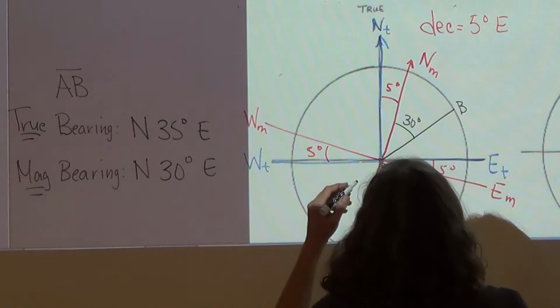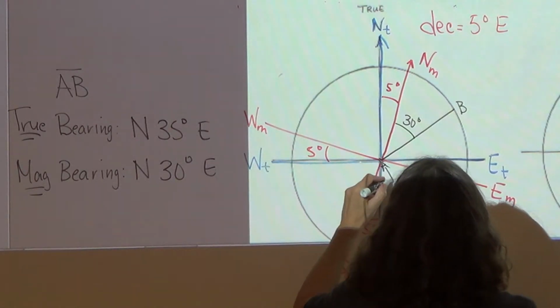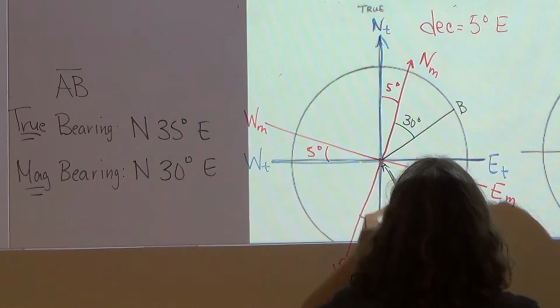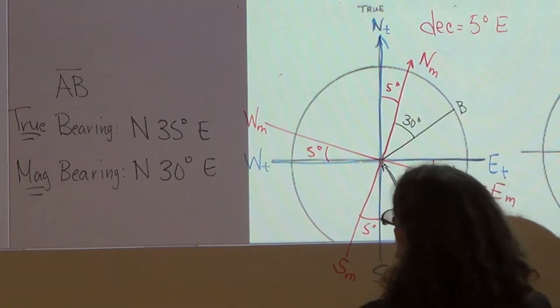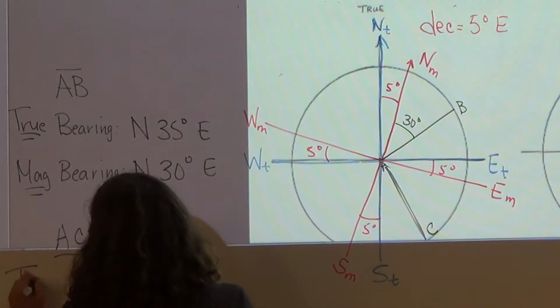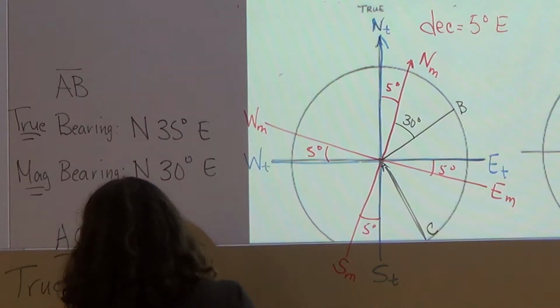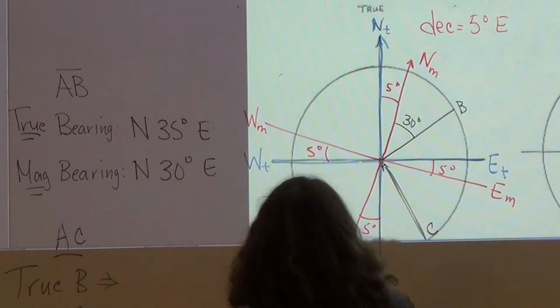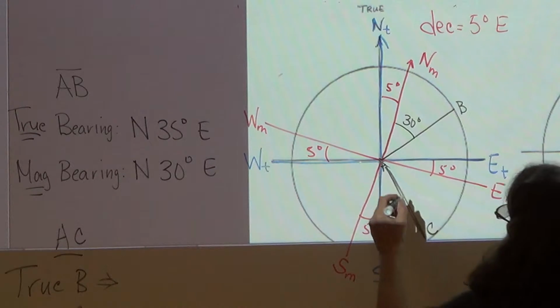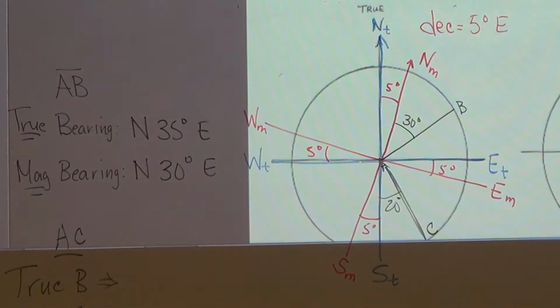Okay, so let's say we have another line right here, and that's AC. Going from A to C, and let's say it's 20 degrees. I told you I'd use a protractor.